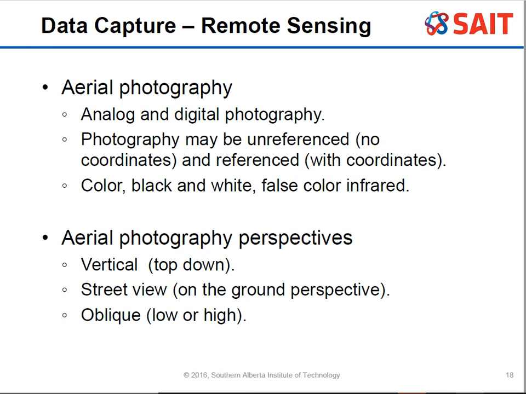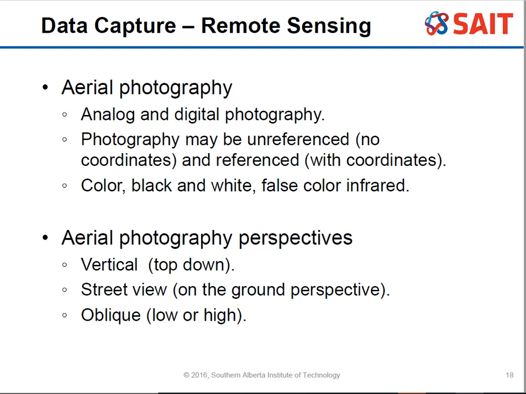Then there's aerial photography. There's analog and digital, of course. Most of it's digital nowadays, but you can still have some old stuff that you may need. It can be unreferenced or referenced, depending on the system that was on board. For example, drones might have a GPS unit on them, or they may not. So to get that data, you might have to use targets on the ground that are geo-referenced, and then you have to geo-reference them yourself, and so forth.